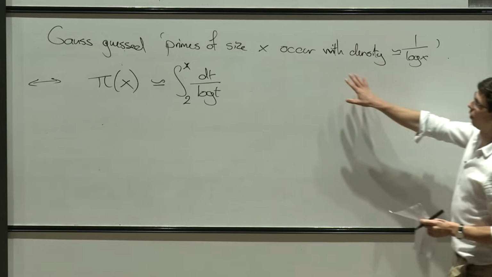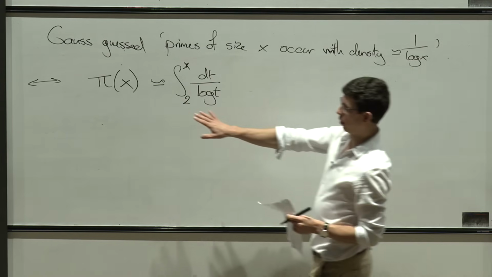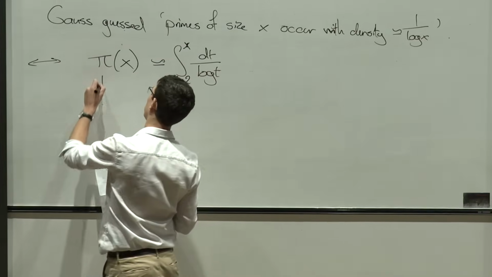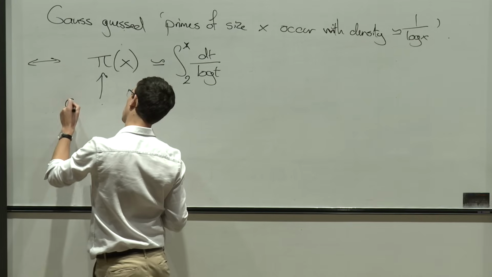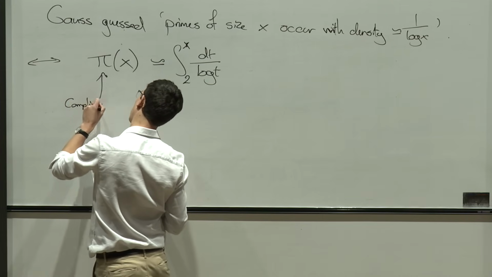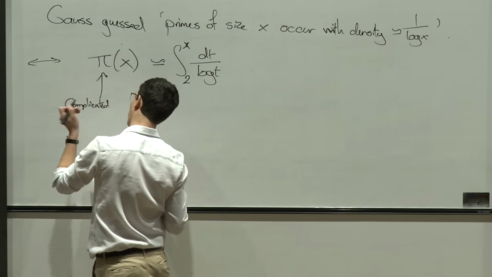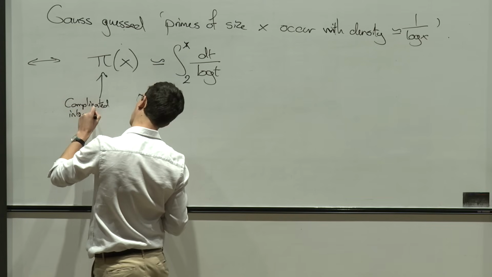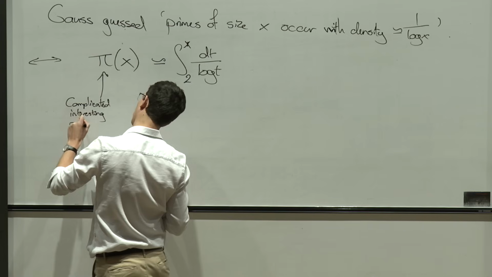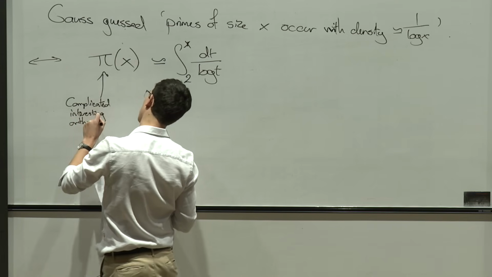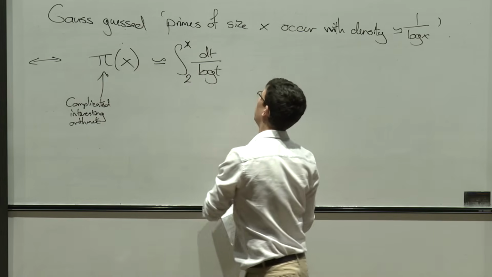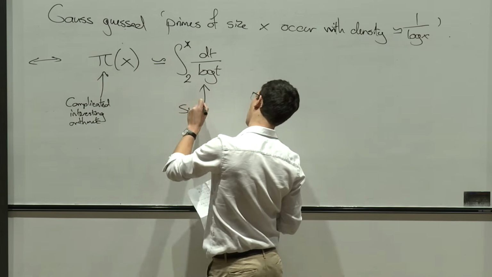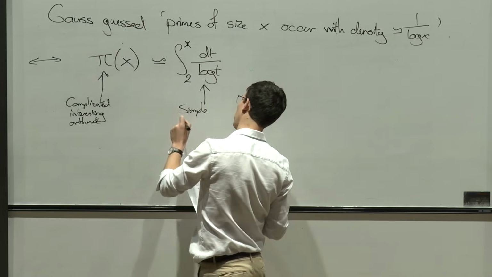This is not supposed to have any precise mathematical meaning. It's just Gauss is saying that this complicated arithmetic function, pi of x, so we're thinking of this as complicated and interesting and very much arithmetic, should be well approximated by this simple smooth function.